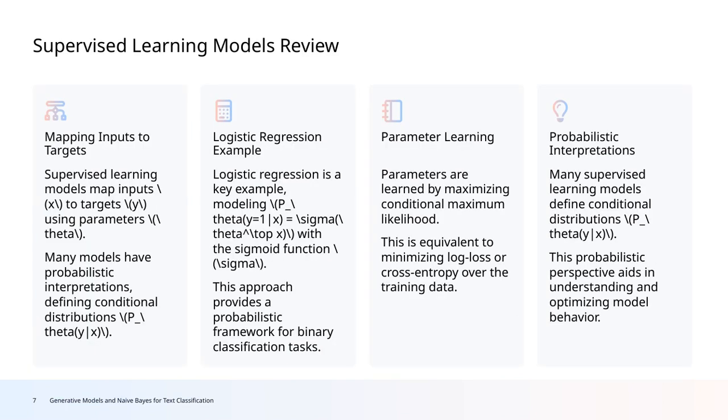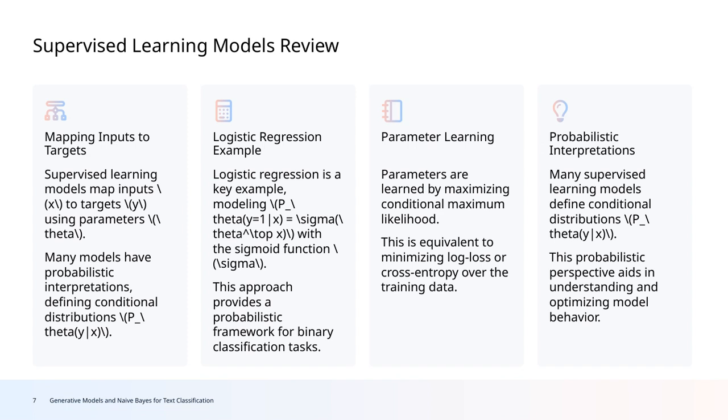Let's take a moment to review some supervised learning models. Many of these models define what we call conditional distributions, denoted as p_theta(y|x). This means they model the probability of a target y given an input x, which helps us understand how the model makes predictions. This probabilistic perspective is really useful because it guides us in understanding and optimizing the model's behavior.